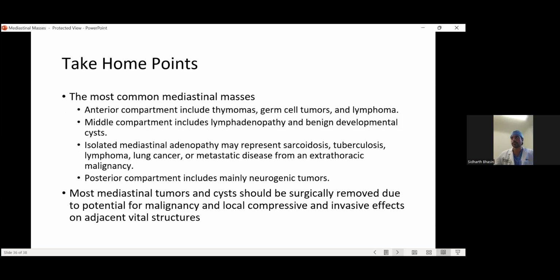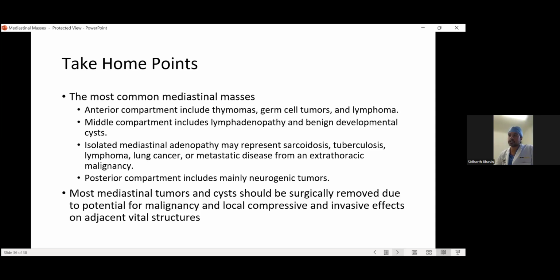Going to the next slide, as I was telling you, the most common mediastinal masses, the anterior ones, are thymoma, germ cell tumors, and lymphoma. If you can just remember these three. The middle ones will be lymphadenopathy and the developmental cysts. And the isolated mediastinal adenopathy, again, is more likely of either an infectious etiology or cancer or granulomatous etiology like sarcoidosis. And then the posterior compartment mostly are neurogenic tumors. So if we just remember this as well, this will deal with at least 80% of the pathologies of the mediastinal masses.